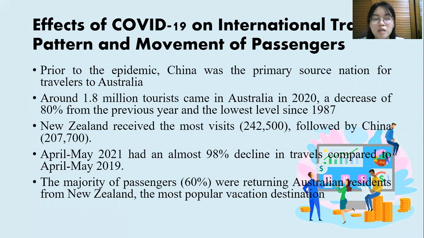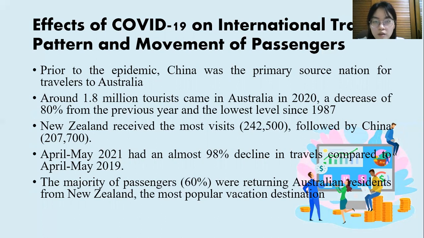242,500, followed by China, 207,700. The majority of travelers came on vacations and stayed for around 14 to 15 days in Australia. During this pandemic, the highest number of citizens entering foreign nations also declined. The following table summarizes the number of visitors visiting Australia from the top 10 nations.